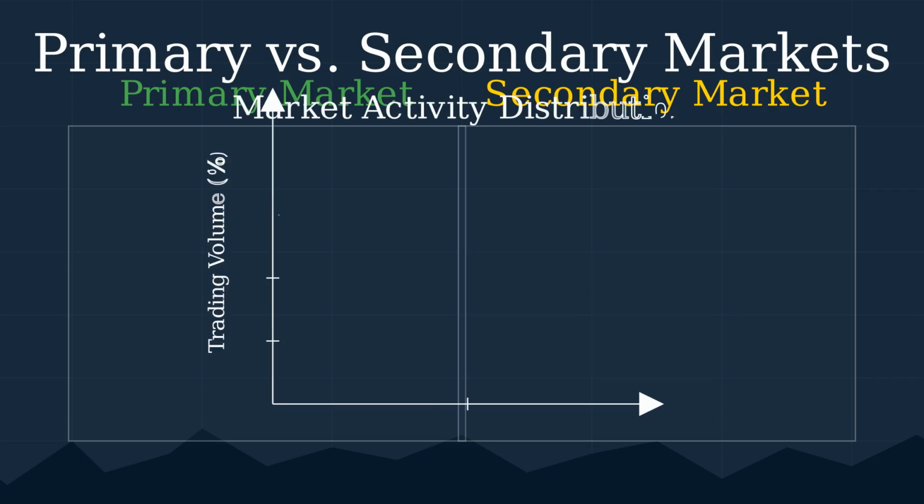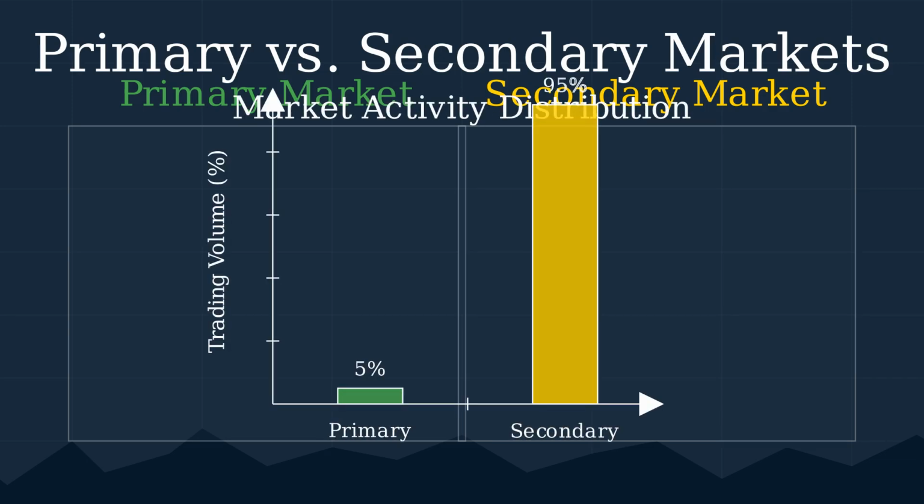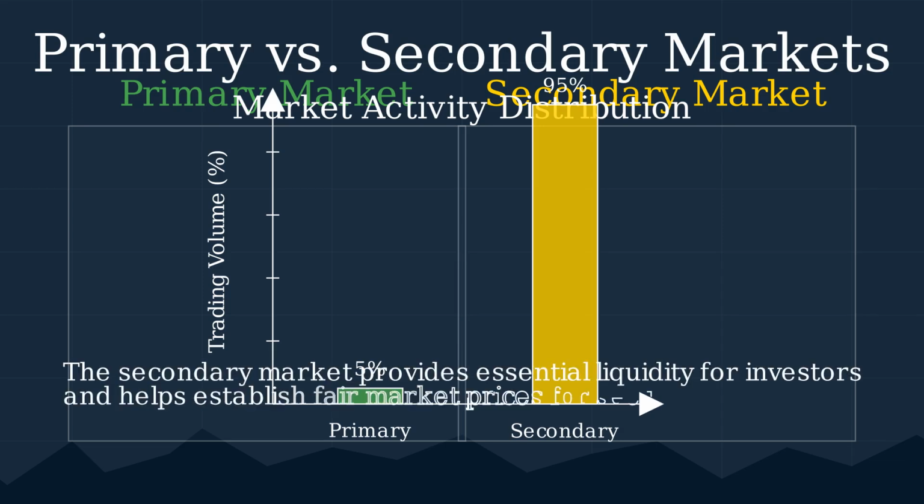Most daily trading activity takes place in the secondary market, which accounts for approximately 95% of all trading volume. The secondary market serves two crucial functions. It provides essential liquidity for investors wanting to buy or sell shares, and it helps establish fair market prices for securities through the continuous process of trading.